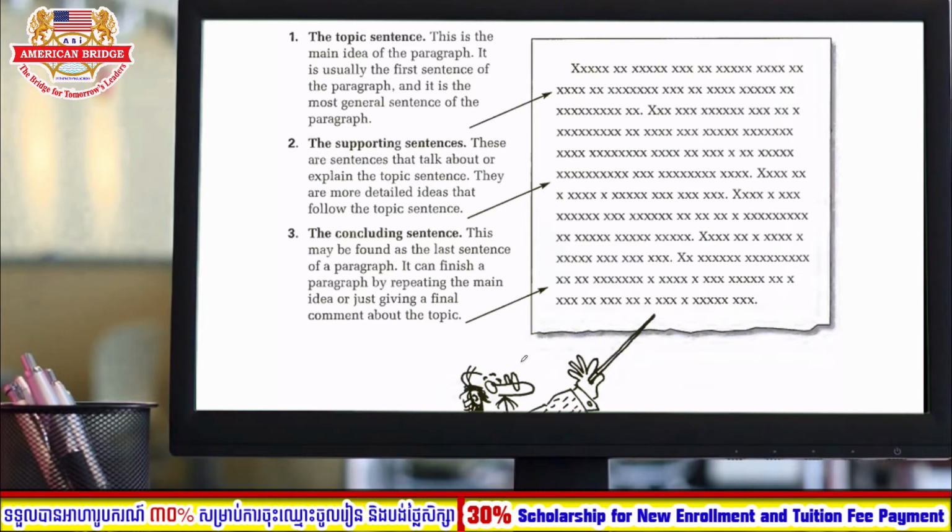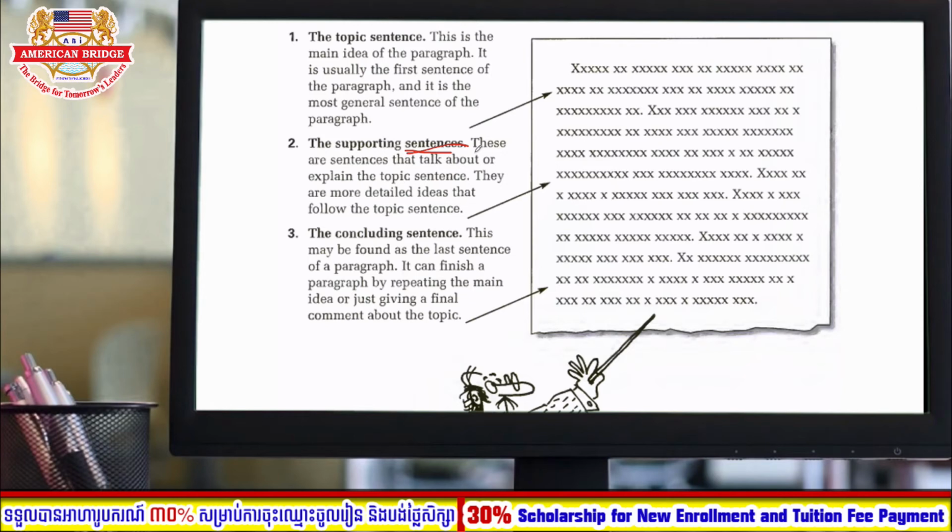So the supporting sentences, as you can see, the word sentences is written in plural form, which indicates that in this part there are more than just 1 or 2 sentences, but more than that, in order to give detailed information about the topic. So we call this part the body paragraph.